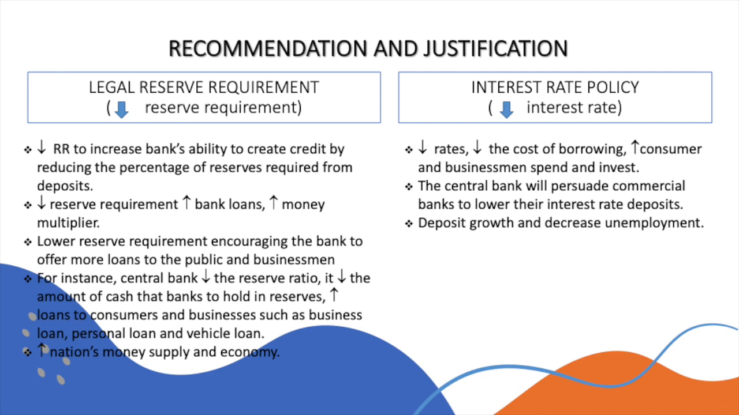The last solution for this issue is a decrease in interest rate. Interest rate is a quantitative policy that the central bank sets in order to influence the evolution of the main monetary variables in the economy. Lower rates decrease the cost of borrowing and encourage consumers and businessmen to spend and invest. This is because the central bank will persuade commercial banks to lower their interest rate on deposits. Hence, this could lead to deposit growth and decrease unemployment.